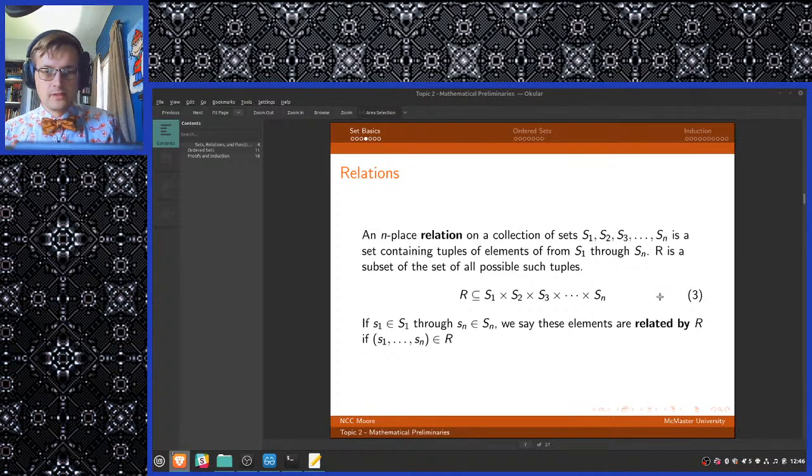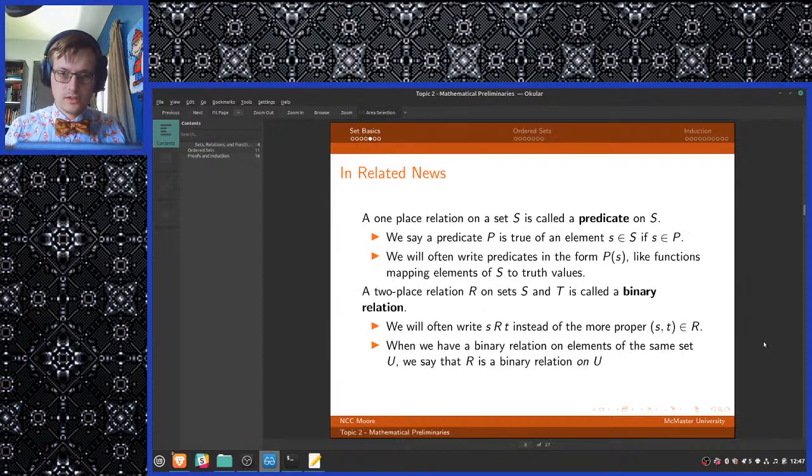Cool. If S1 is an element of the set S1, through Sn is an element of the set Sn, we say that these elements are related by R if the tuple that they form is in R, right? So that's a thing to think about with relations. Relations are sets of tuples. The elements that are in the tuples are said to be related by R if they're in R. Cool? So far, so good? Thumbs up, everybody? Hopefully this is all review.